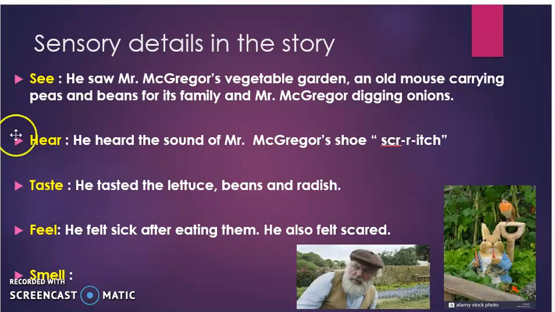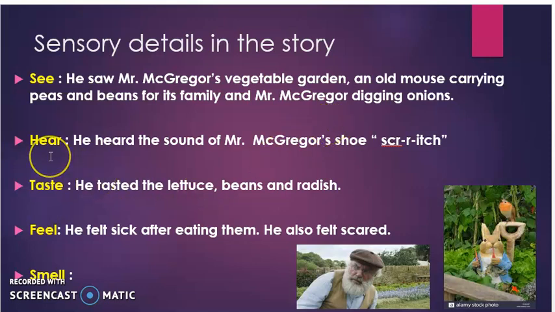So we know that Peter Rabbit saw Mr. McGregor's vegetable garden. He saw an old mouse carrying peas and beans for its family. We also know that he saw Mr. McGregor digging for onions. I've just given you a few. There are many more in the textbook, so you need to write what Peter Rabbit saw.